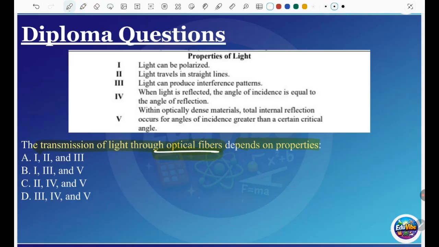This is the topic we do when we do critical angles, when we do total internal reflection, which is TIR. In that I mention that optical fibers are the application of total internal reflection. So now your whole focus is to find whether any option is related to total internal reflection, because that is the main property for the transmission of light through optical fibers. So let's figure it out. The first one says the light can be polarized. This will confuse you somewhat.